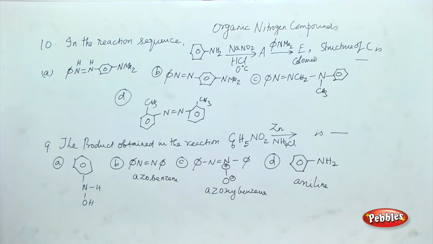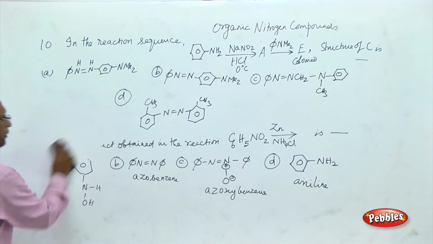To repeat the current question along with the correct answer: the product obtained in the reaction where nitrobenzene is treated with a mixture of zinc powder and ammonium chloride solution is phenyl hydroxylamine. This is the correct answer for this question. This finishes the question and its answer, question number 9.